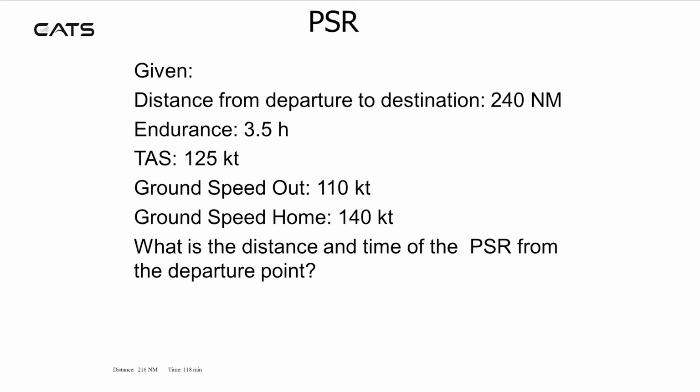There's a little bit more to work out here, but the ground speeds are given. The formula is EOH over O plus H, and substituting those values in, you'll get a distance to the PSR of 216 nautical miles. Using the ground speed out of 110 knots, use that to calculate the time to the PSR, which is 118 minutes.